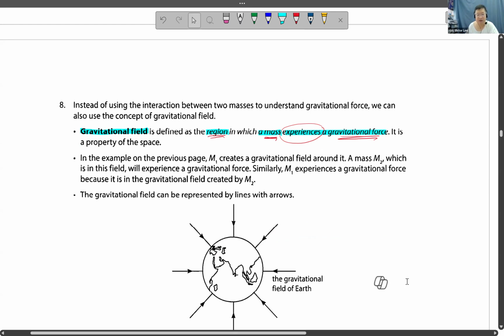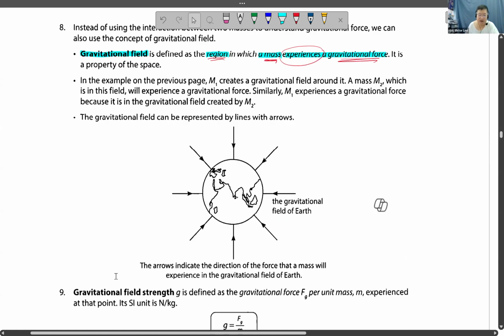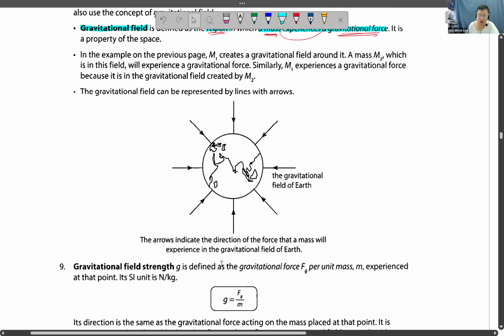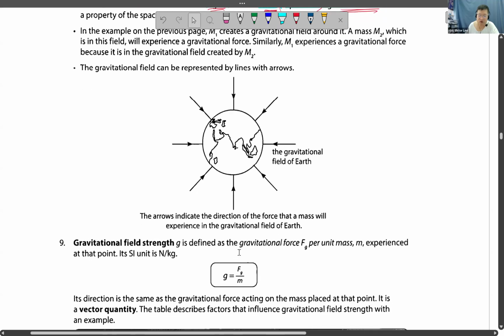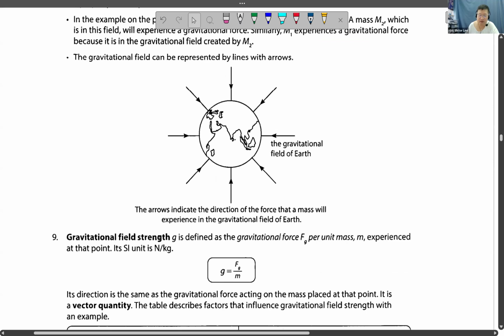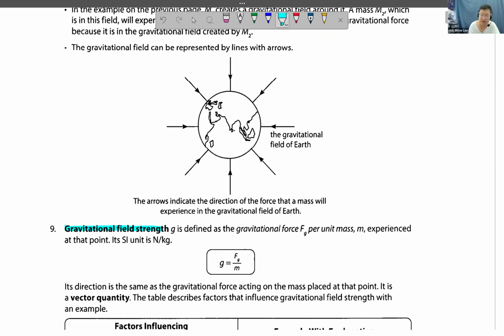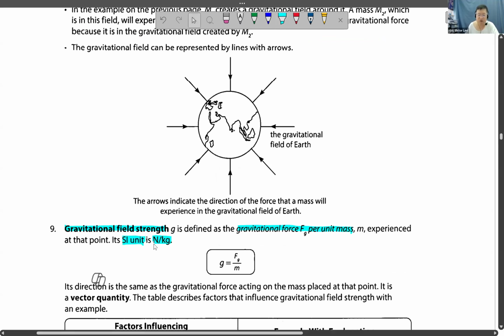Any question? No. Okay, gravitational field strength is defined as the gravitational force per unit mass, per kg mass. So you see that? Gravitational field strength is g. g is defined as the force per 1 kg of mass. Let's see how much force per kg. So gravitational field strength is the gravitational force per unit mass, and the SI unit is Newton per kg. The greater the Newton per kg, the greater is your weight.